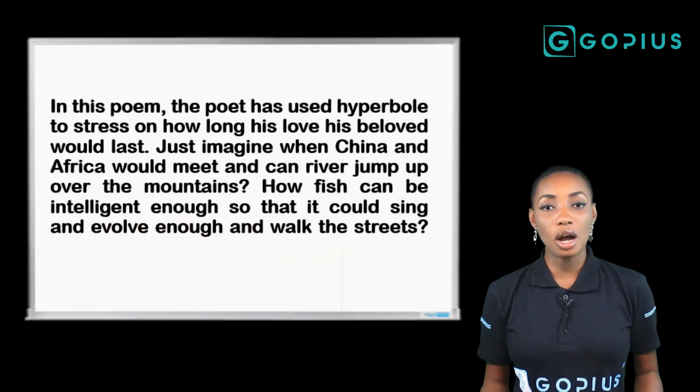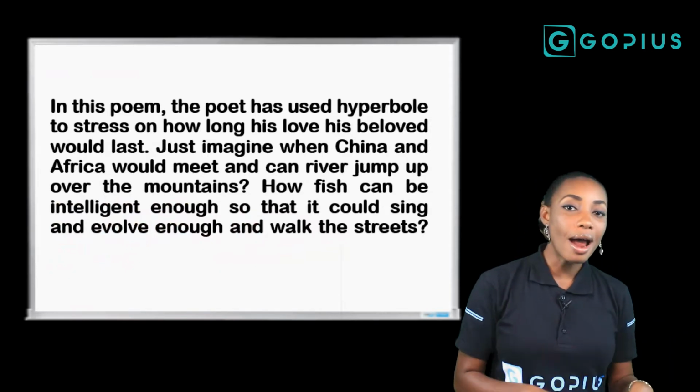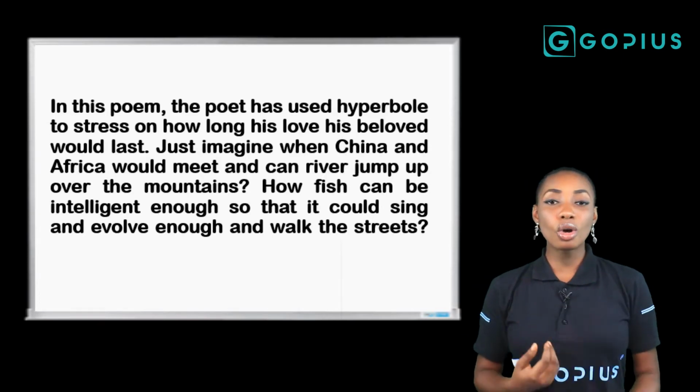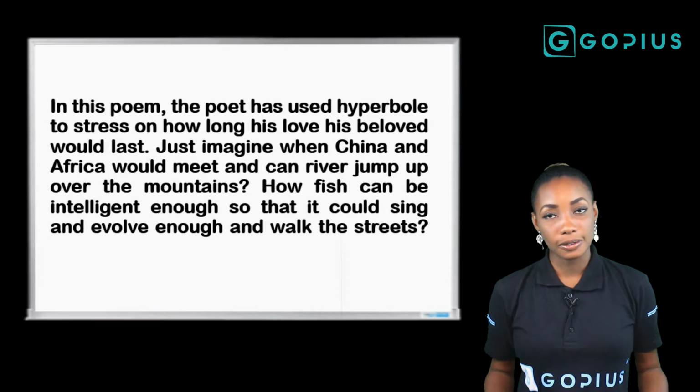No, rivers don't jump, rivers flow. They flow around the mountain. They do not jump over the mountain. It can never happen. So he's saying that his love can never end.